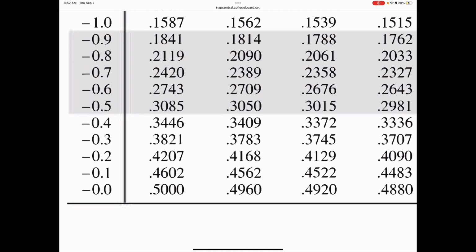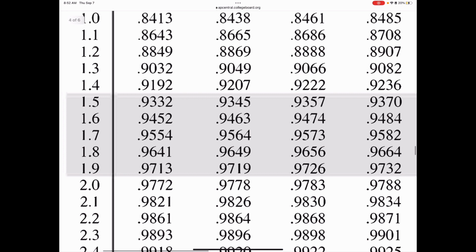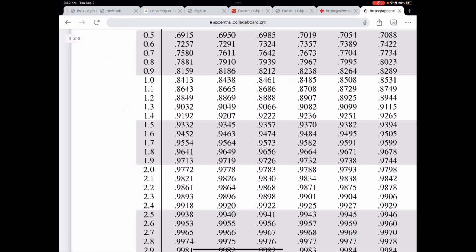How do I know that? Well, add 0.1587 plus, let's go back to what 1 was, 0.8413. Well, that equals 1. So every z-score plus its negative z-score is going to equal 100% because the curves are symmetric.